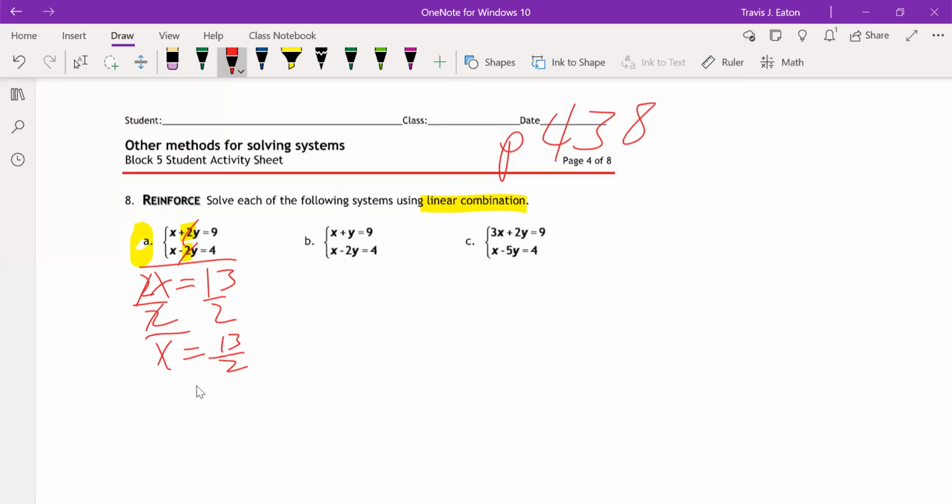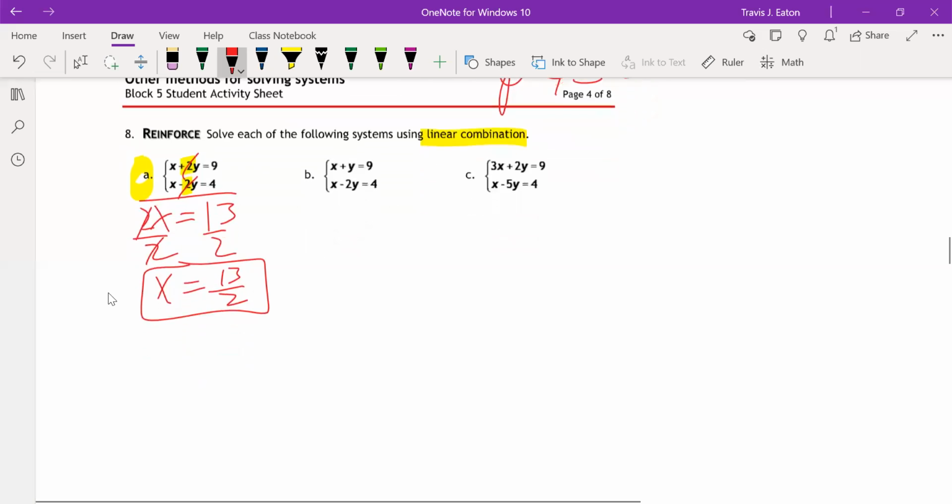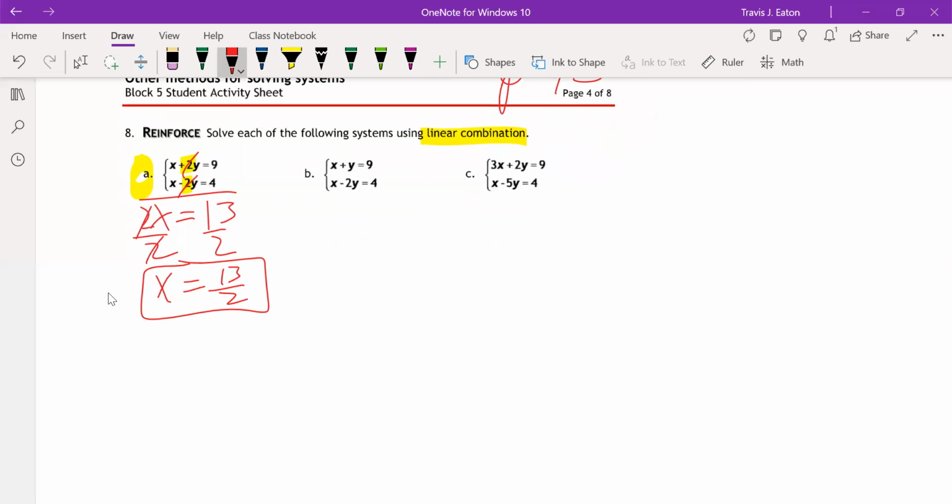But now I am going to substitute that 13 halves into one of my equations to solve for y. So check it out. X plus 2y equals 9. Okay. 13 halves plus 2y equals 9. And remember, if you have a question, all you have to do is type a question mark into the chat, and I will stop what I'm doing and address your question.